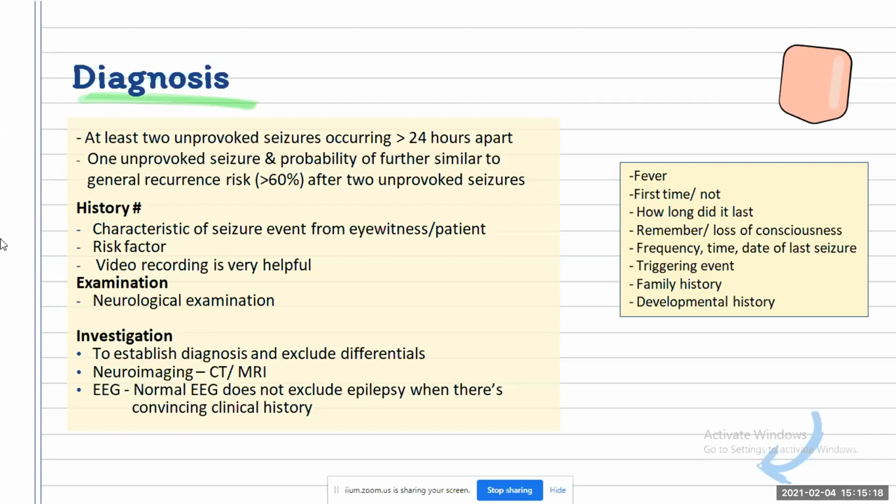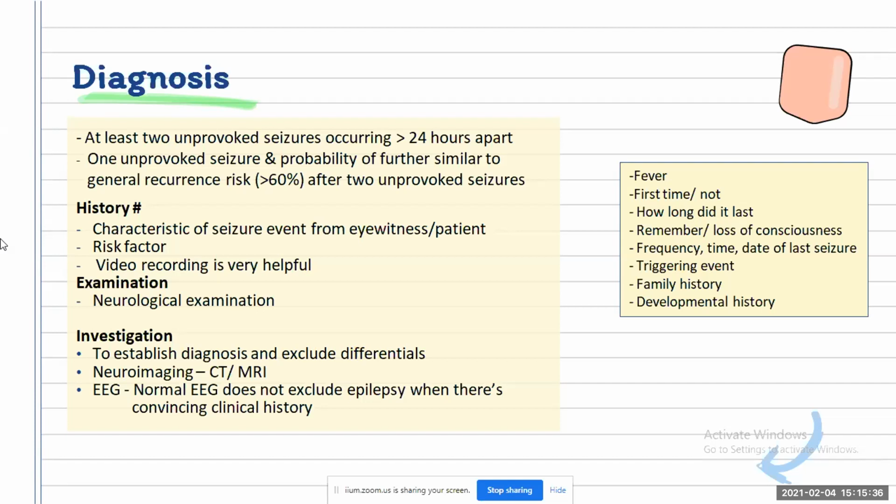From the history, we can identify the risk factors and the causes so that we can plan for the management later. And in this modern era, video recording of the seizure event is very helpful to establish the diagnosis.